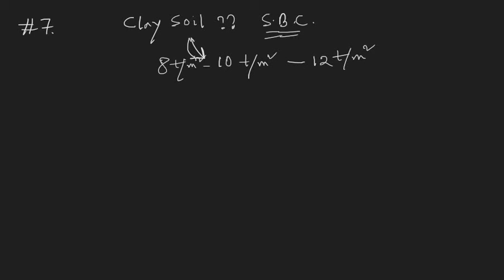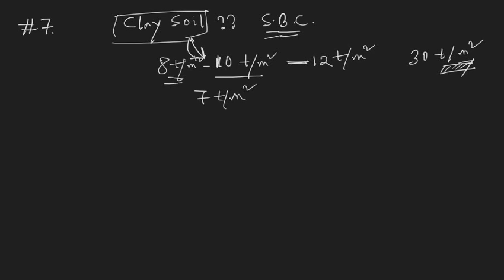Now the interview panelist or the recruiter doesn't look for the perfect value, whether it is 11 or 10. If you say that it is in the range of 30 ton per meter square, you're out. You have no idea about the safe bearing capacity of clay soil. But instead of 8, if you say it is 7 ton per meter square, you are more or less good to go. So this was the 7th question.